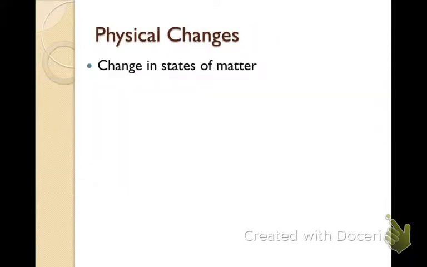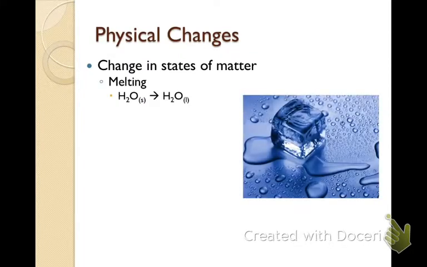Let's talk about physical changes. These are any changes in states of matter. So we can have melting. Here we go from solid water to liquid water. So you see this chemical equation here. We have H2O solid and then an arrow. That arrow means that it produces H2O liquid. The H2O, of course, is water.